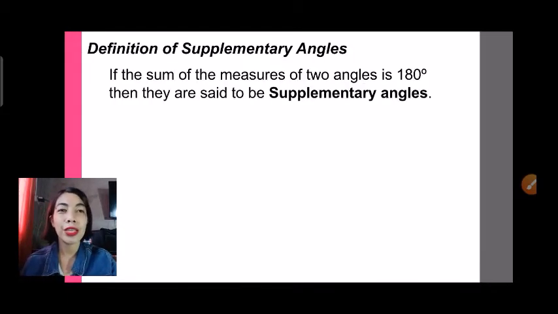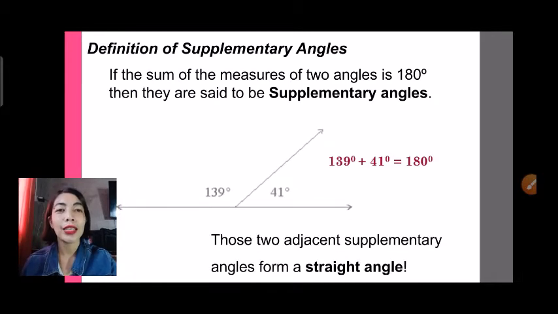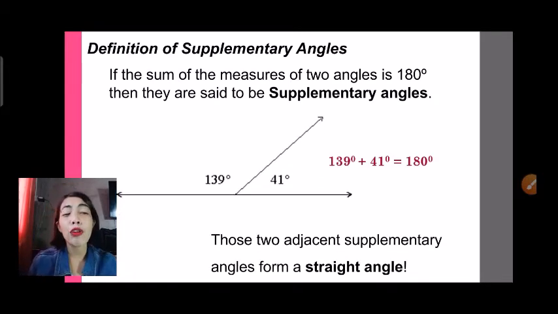At pwede rin naman silang magkadikit. Yan. So this is also an example of supplementary angles. An angle whose measure is 139 degrees and another angle paired, 41 degrees. Pag sinama natin sila, 180 degrees. So ito naman ay halimbawa ng supplementary angles that are adjacent, magkatabi. And if two angles are supplementary and adjacent, then you can form a straight angle. Because a straight angle measures 180 degrees.